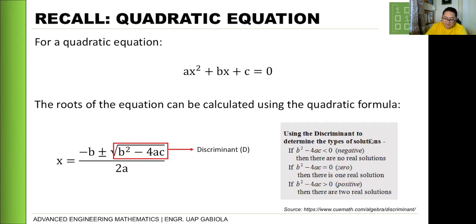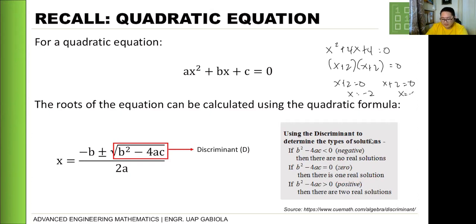Anong example niyan? Siyempre, example niyan is yung ating x squared plus 4x plus 4 is equals to 0. Okay? Ang factor niyan is x plus 2 times x plus 2. So pag kinuha natin or inequate natin both factors sa 0, we will get a value of x equals to negative 2, which is yung tinatawag nating one real solution. Okay? Kasi isang value lang yung lumalabas na factor niya.